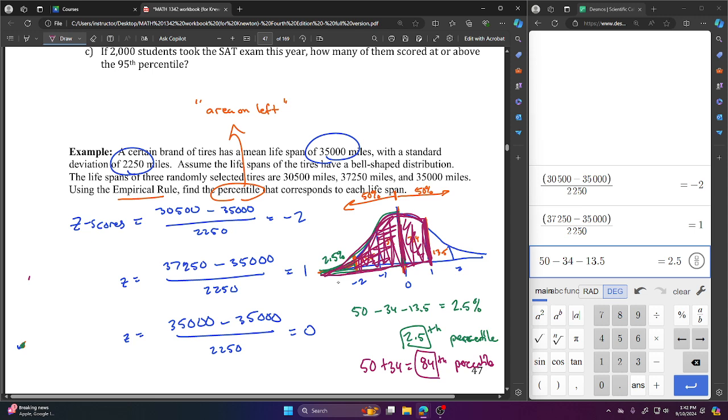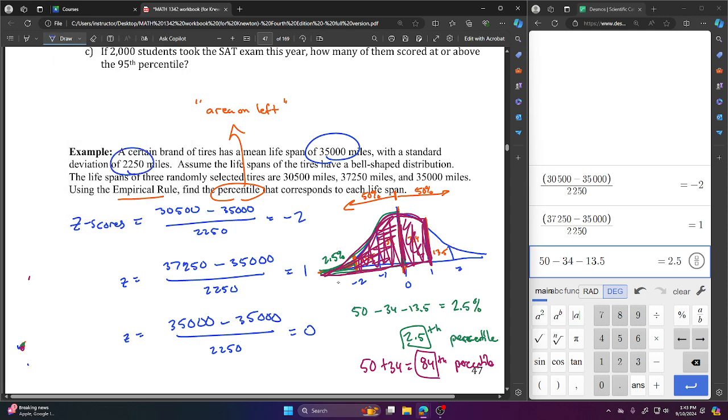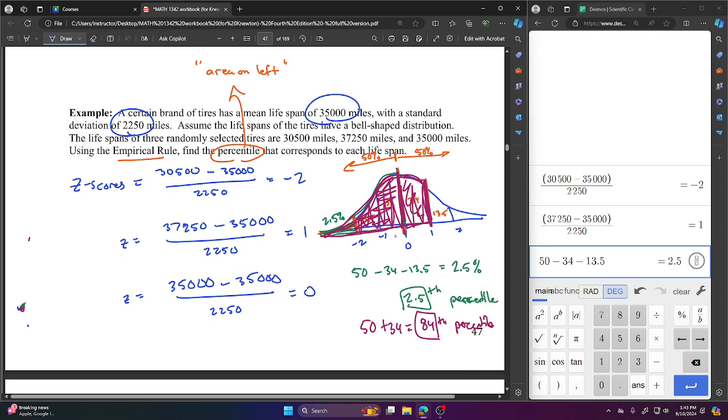Cool, cool. Okay, last one, and this is actually the easiest one. What about at 0? What do we do at 0? Like here, 0's right here. So I want the area on the left side. 50, just 50. So like, I don't know how to write this. This last answer, just 50. 50th percentile.